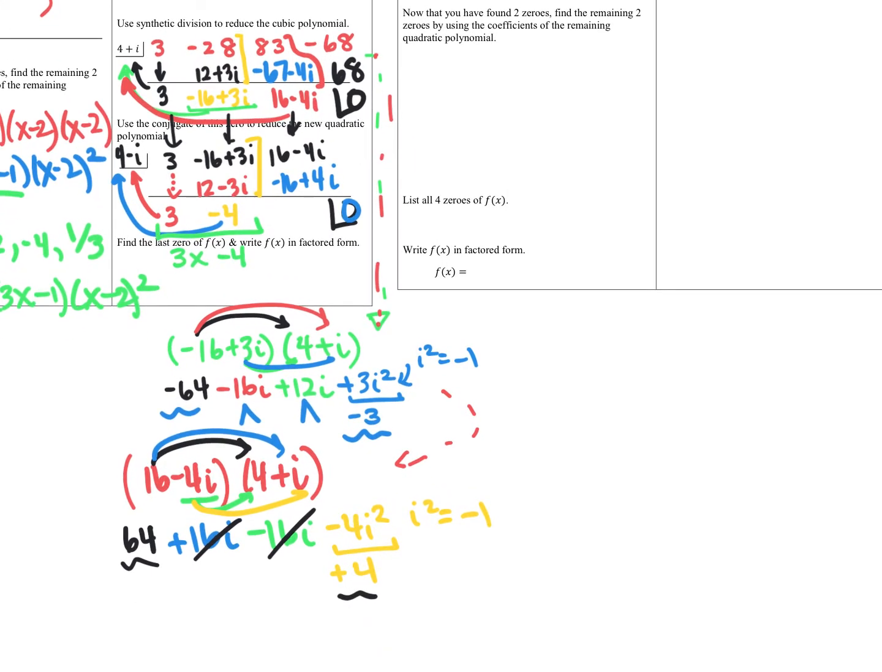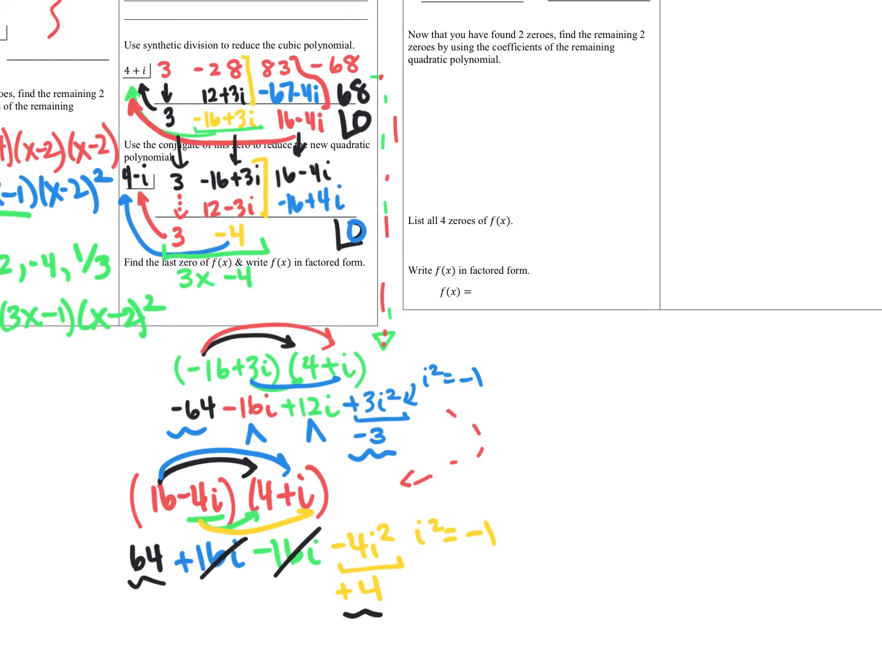So when it says find the last 0, we have the last 0, we'll set that equal to 0, and that will get me x equals positive 4/3. Okay, so that's the last 0, and then it says to write the whole thing in factored form. So we already know 3x minus 4 is a factor, so I'm going to write that out.